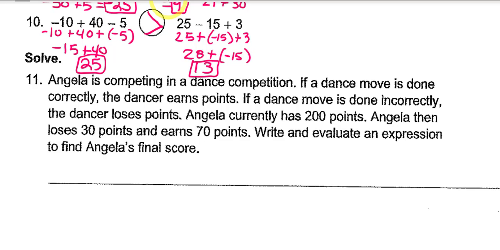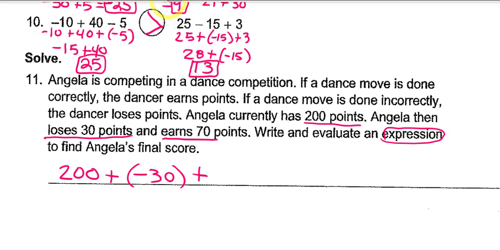So I'll just mention it again because I get the question so often. When we're asked to write an expression in my HRW, they want to see you forming the problem. So in this case, she currently has 200 points, so it's a positive 200. And then we're going to add where she loses the 30 points. So that's going to be a negative 30. And then I'm going to add to that whatever happens next, which is an earning of 70 points. So a positive 70. And that is my expression. So when they are asked to write an expression, it's just putting together the math sentence.